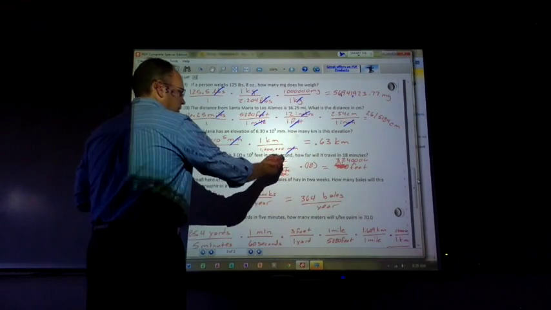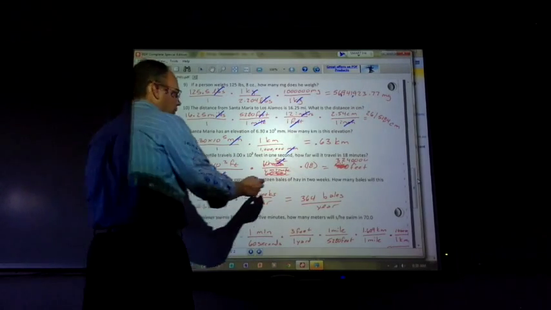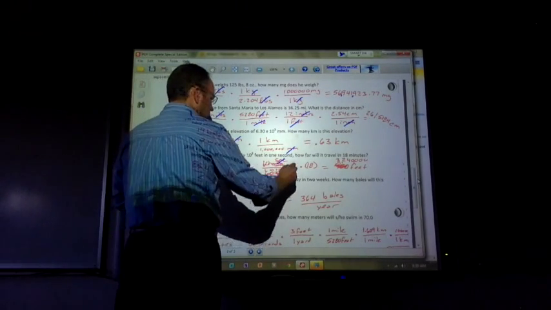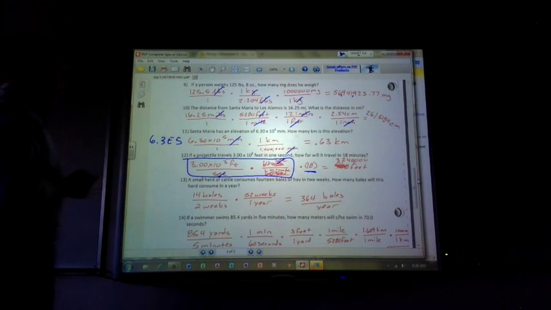If a projectile travels 3.0 times 10 to the 3rd feet in 1 second, so that's 3,000 feet in a second, how far will it travel in 18 minutes? So it's feet per second. There are 60 seconds in 1 minute, so seconds and seconds are going to cancel out. If I find just this answer here, that's going to tell me how far I'll travel in 1 minute, and then I know that 18 minutes needs to apply, so I'll multiply by 18. So it's going to travel 3,240,000 feet in 18 minutes.